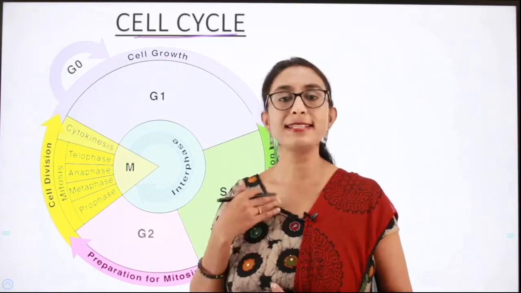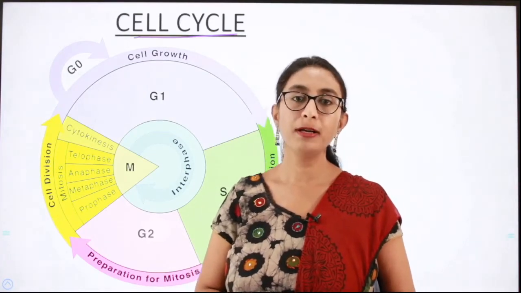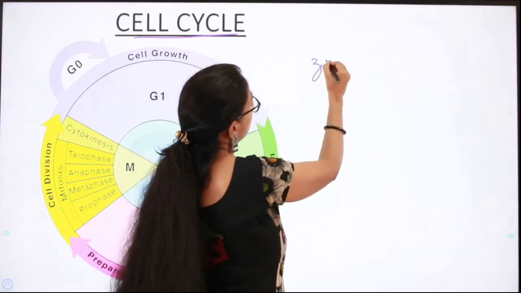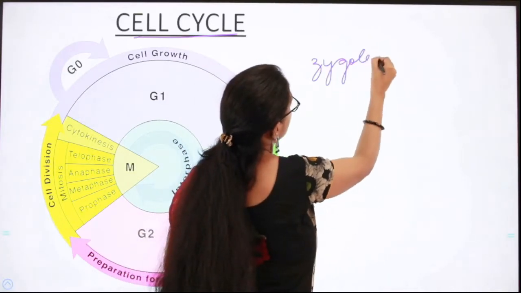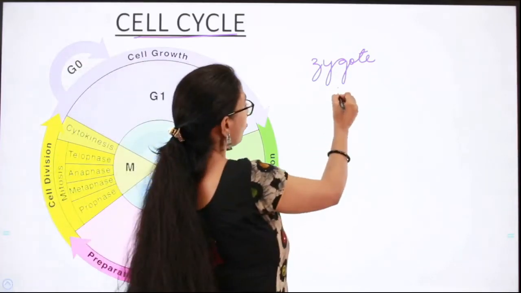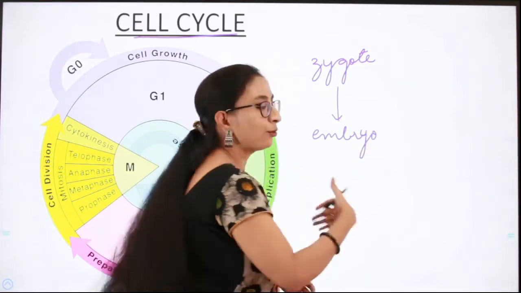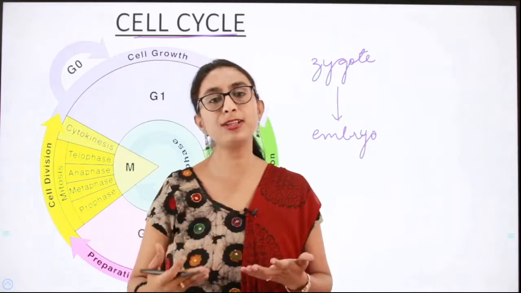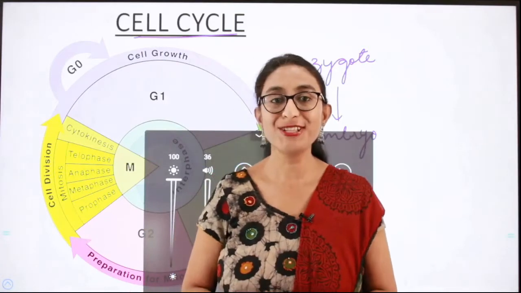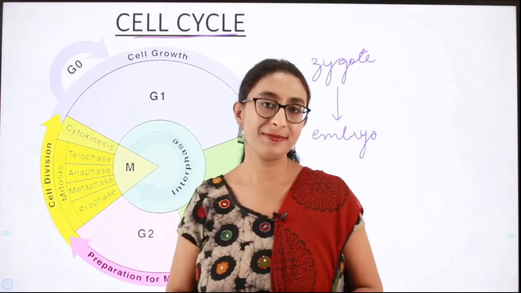Take the example of us human beings. A sperm fertilizes an ovum to give rise to a single cell called zygote. The zygote undergoes repeated cell division leading to the formation of an embryo, which further undergoes divisions giving rise to a fetus, baby and so on. So, cell growth and cell division are very essential for growth of an organism.